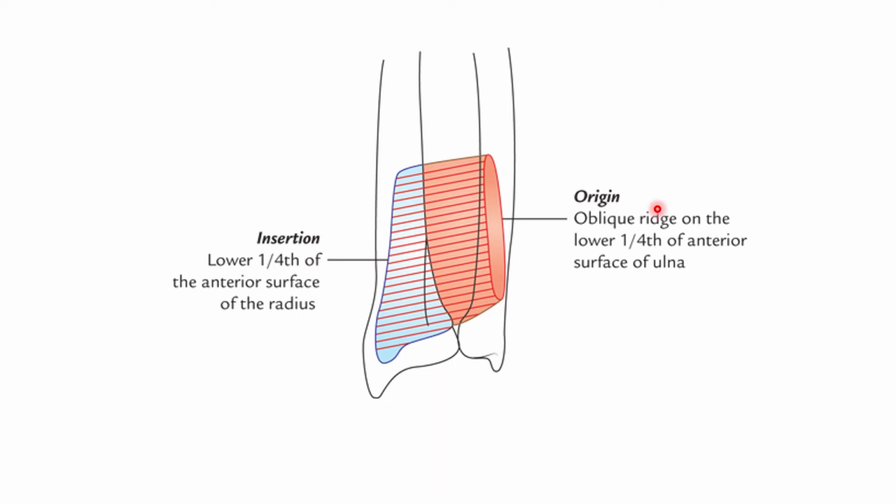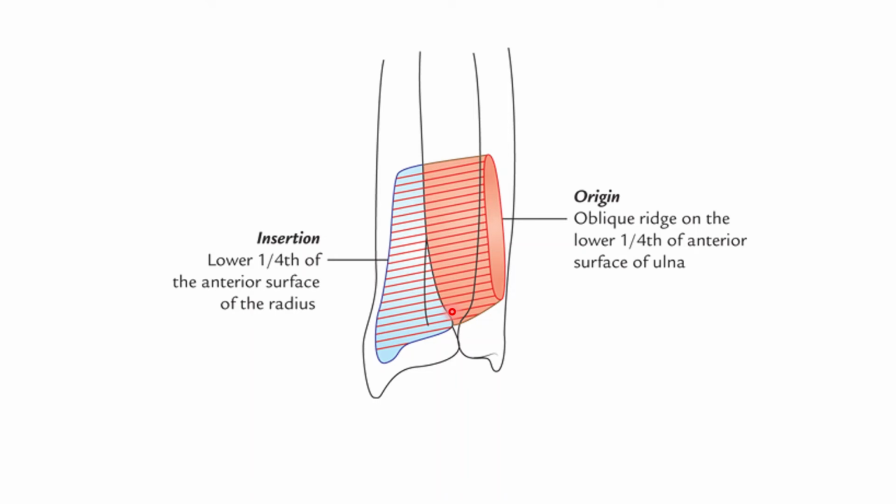So origin is mainly from the lower 1/4 of the anterior surface of the ulna. The muscle fibers run horizontally to reach the anterior surface of the radius on the lateral side. So the insertion is over the lower 1/4 of the anterior surface of the radius, whereas the deep fibers of the pronator quadratus are seen attached to the surface of the shaft of the radius above the radial notch.